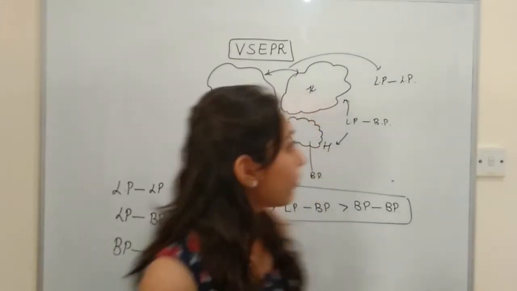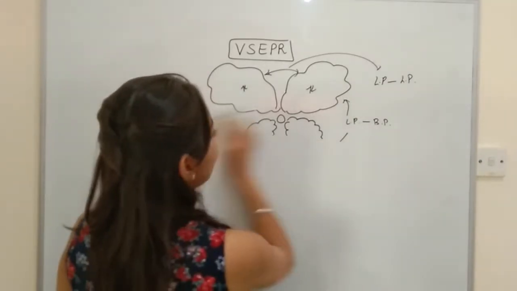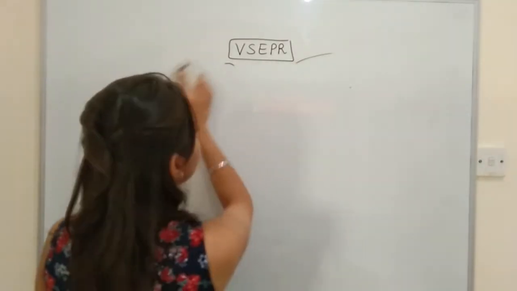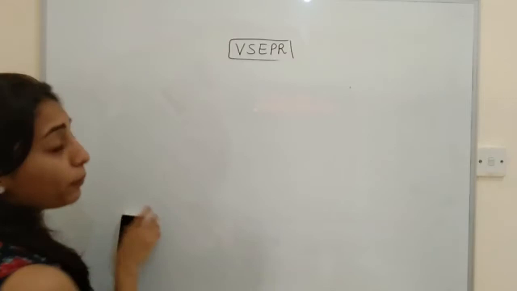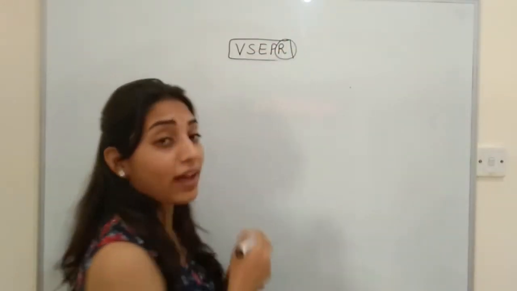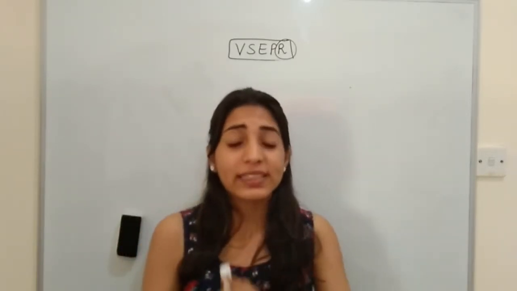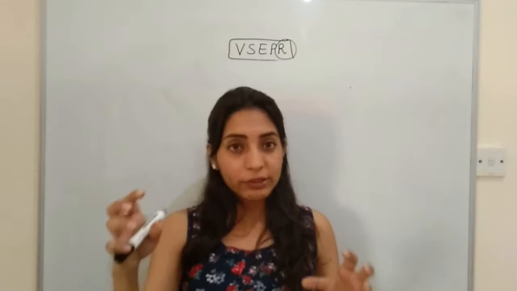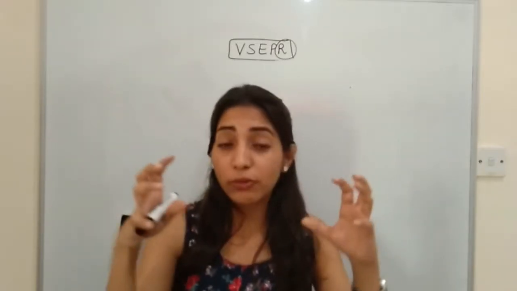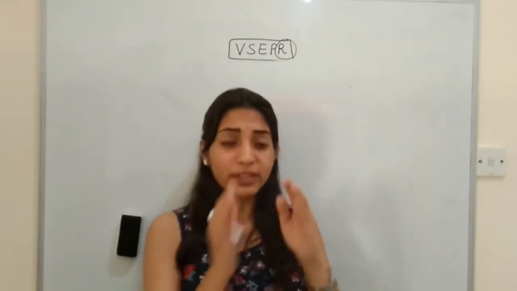Okay, now let me write the name of VSEPR again. This says valence shell electron pair repulsion theory. They have specially mentioned this R stands for repulsion. So according to VSEPR theory, when hydrogen and oxygen try to come close to each other, oxygen has got 2 types of electron pairs, bond pairs and lone pairs, right?